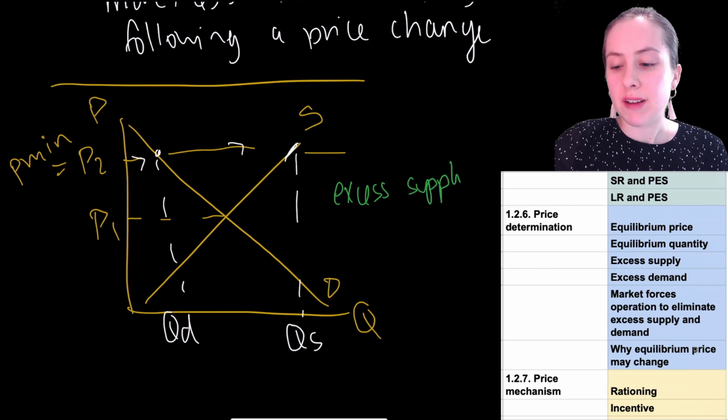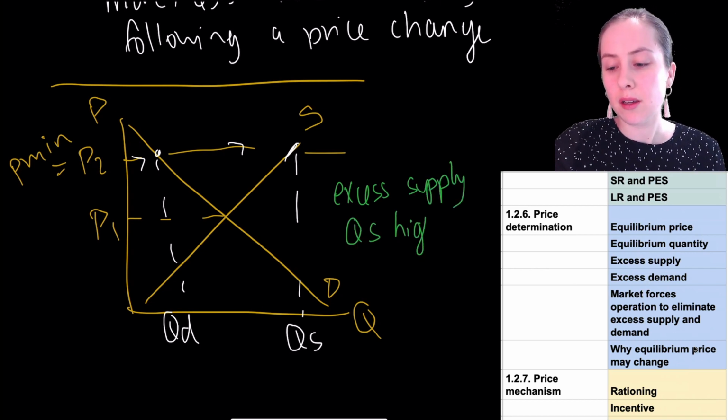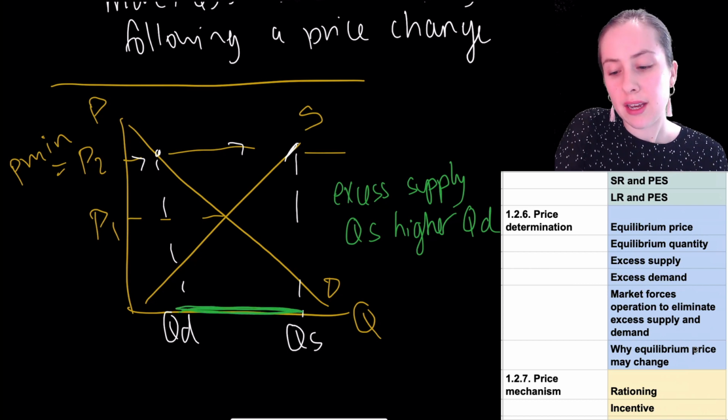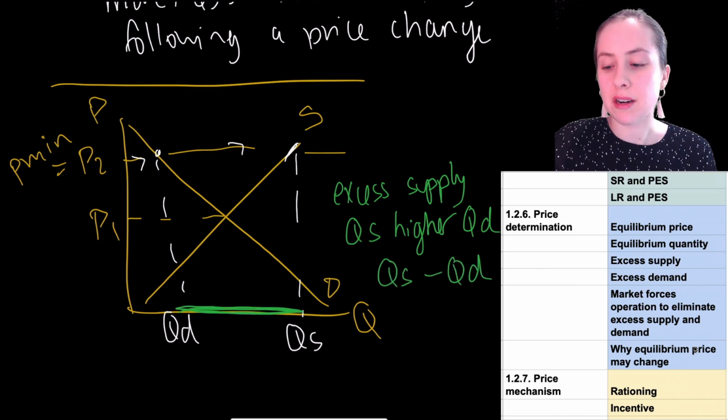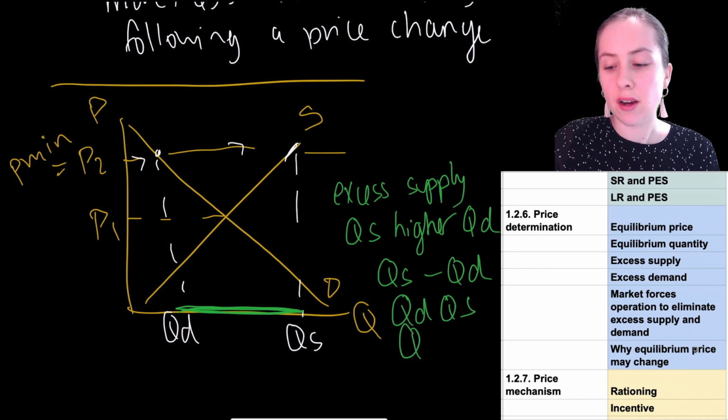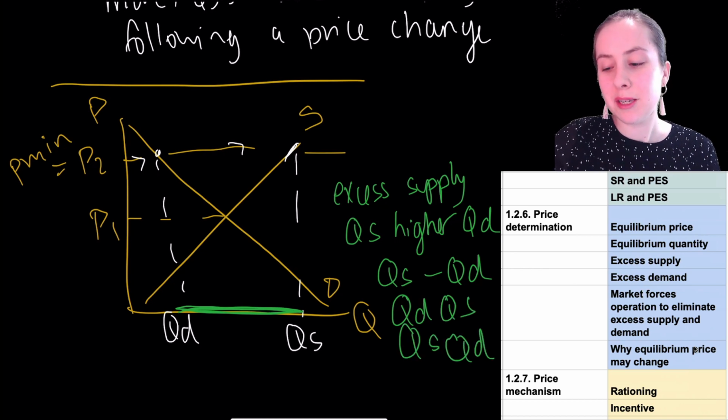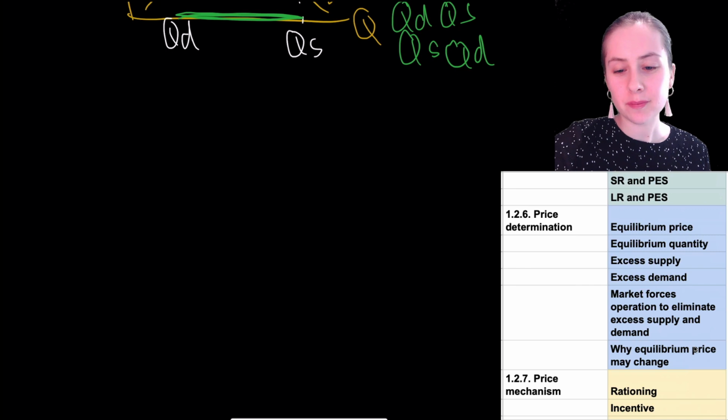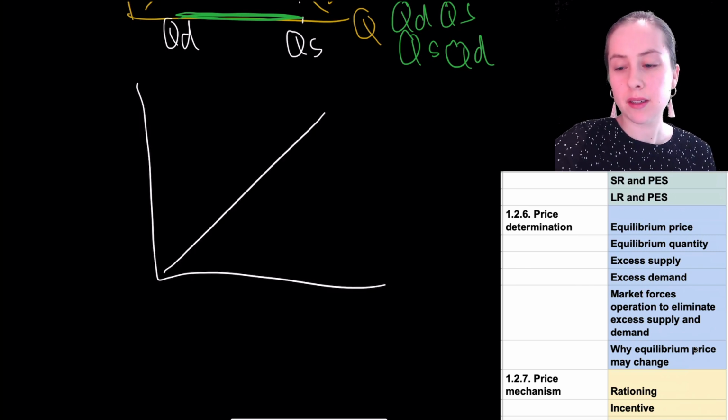Here we have a situation of excess supply. Why? Because QS is higher than QD. And the excess supply is the distance in the quantity between there and there. I label it as QS minus QD. Other people label it as QD QS. Other people label it as QS QD. Take your pick. That is excess supply.